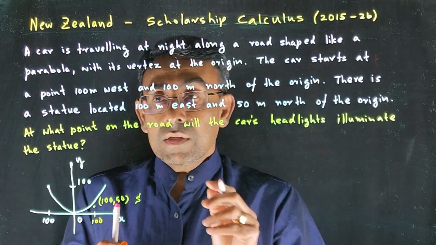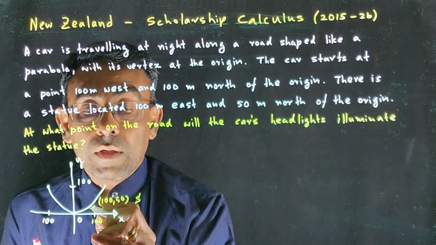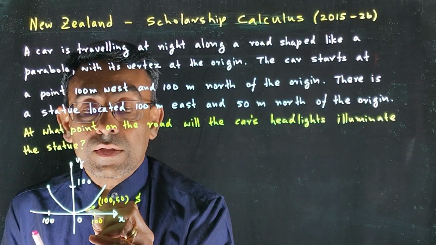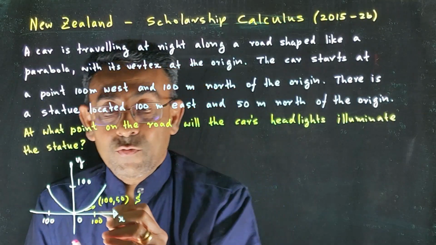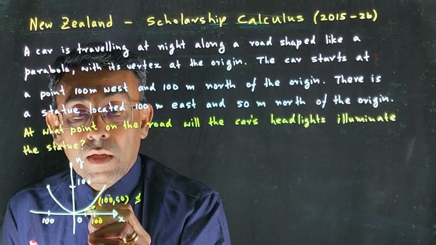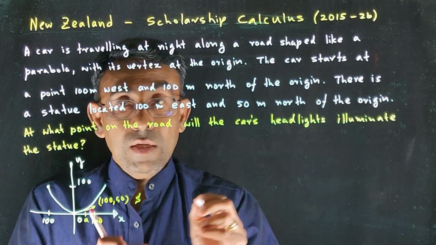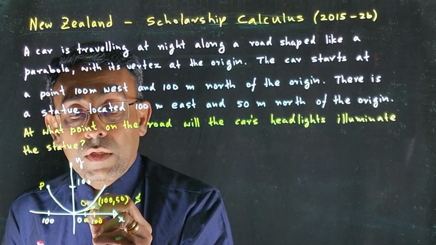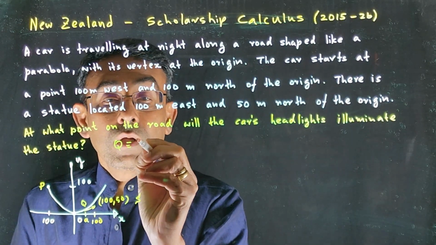Now the car is traveling like that, so the car goes up, and if the car comes somewhere here, the road will reflect the headlights towards the statue. The statue gets illuminated. That's the point we need to find out. Let's say this point is A, so we need to find the coordinates of A. This is the point P, and we get another point Q here. The coordinates of the point Q are to be found.